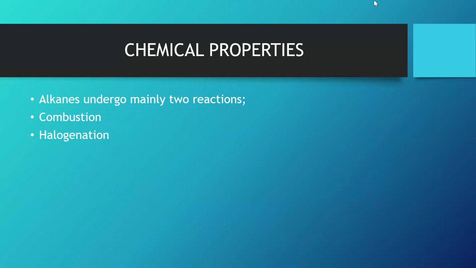Okay, anyone with an idea on what halogenation is? Yes, Jessica? Halogenation is a type of chemical reaction that involves the replacement of a halogen atom with another substance. Okay, thank you. Hannah?